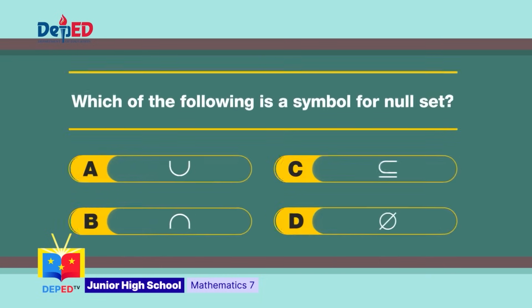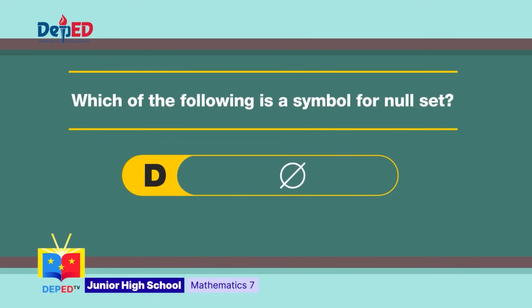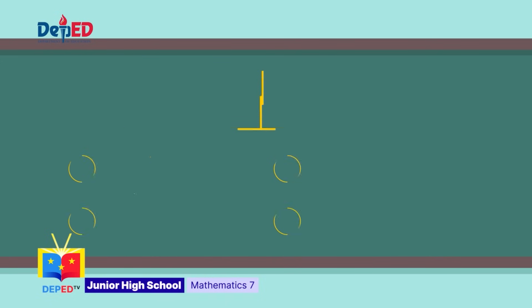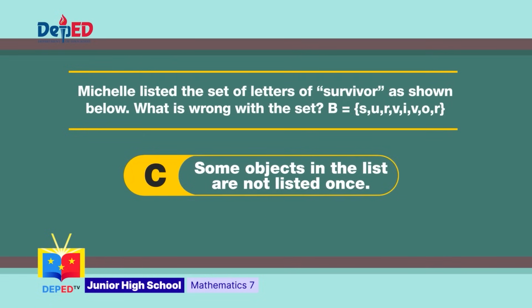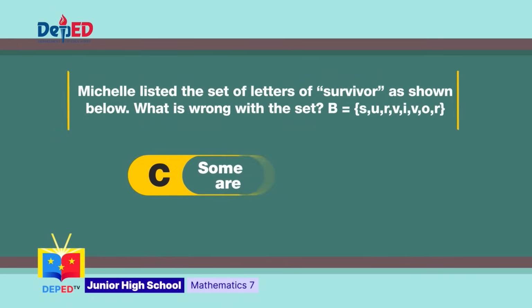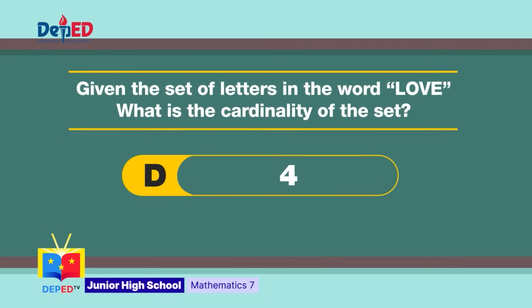Number 2. The correct answer is D. A symbol for null set is a circle slashed with a slant line in the middle. Number 3. C is the set that is wrong because some objects in the list are not listed once. For number 4, the correct answer is D. 4 is the cardinality of the set of letters in the word love.